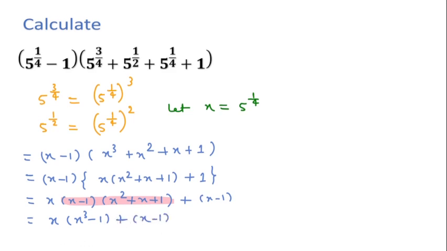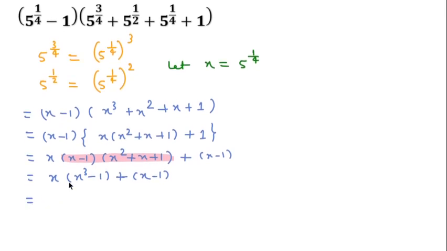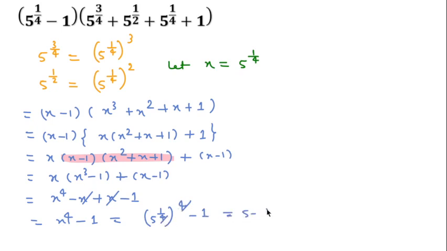And we will multiply here, then x to the power 4 minus x plus x minus 1, and this x will get cancelled, so we can write x to the power 4 minus 1. As we have considered x equal to 5 to the power 1 by 4, we write 5 to the power 1 by 4 in place of x, with power 4, and minus 1. This 4 will cancel with this 4 by the exponent rule. This means 5 minus 1, that is 4.